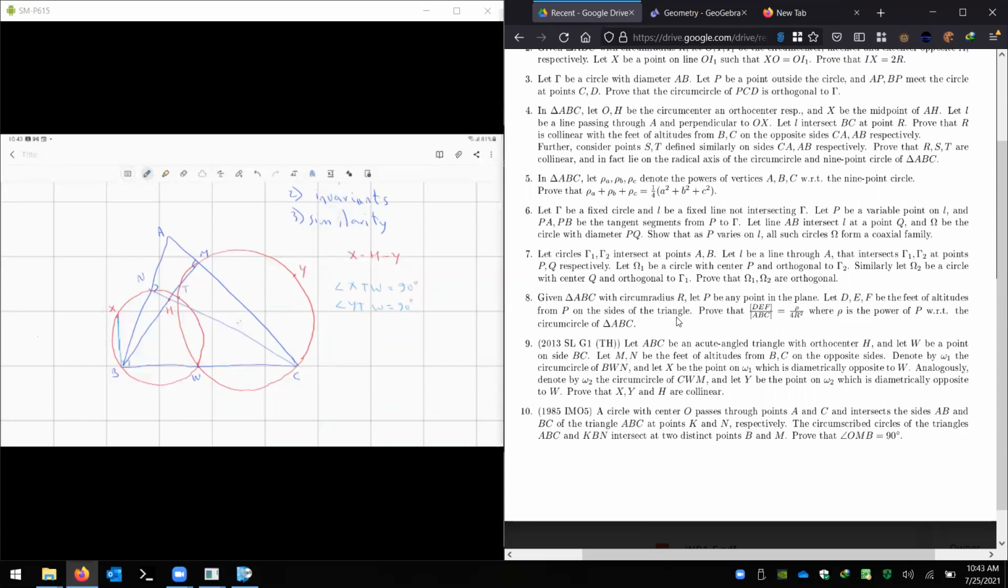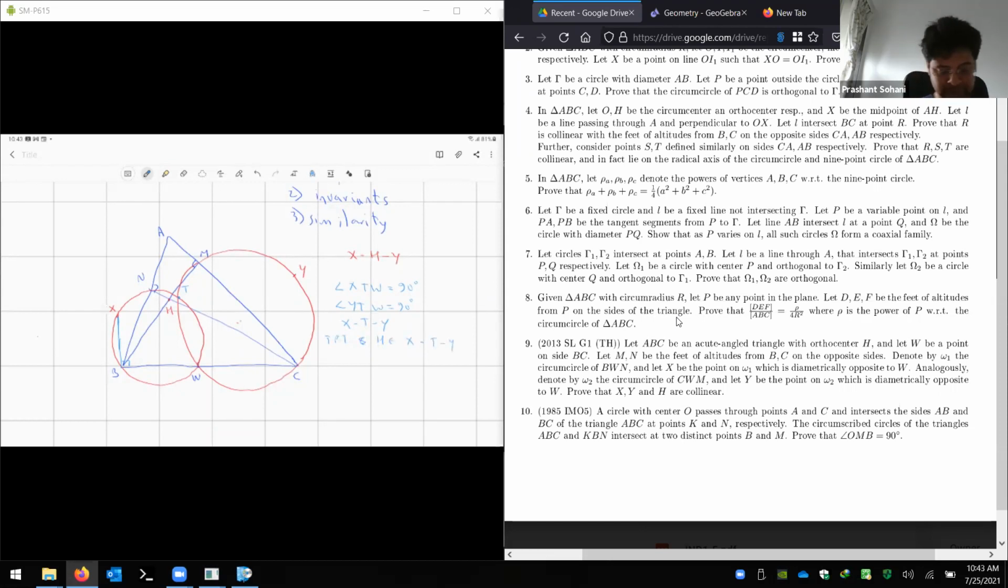So then X, T, Y are already collinear. So you have to prove it. XTY is already collinear. So I want to show that H also lies on that same line. Okay, so what I want to prove is H also lies on this XTY line.